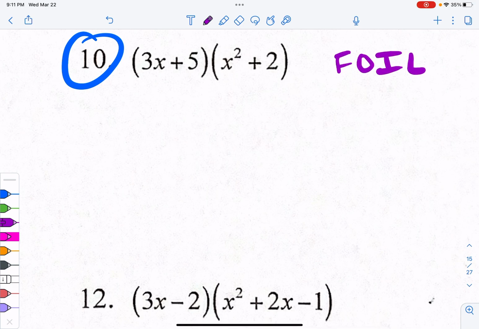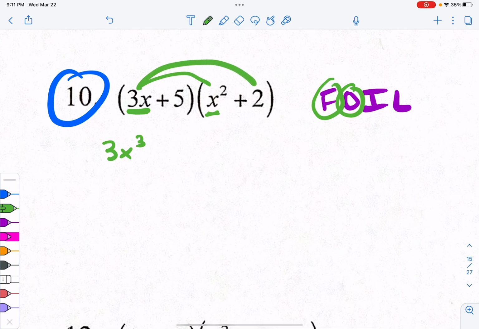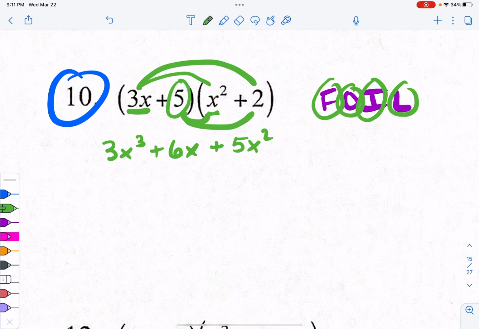All right, if you forget what FOIL stands for, F stands for the first pieces. So like the first piece I see here is 3x. First piece I see here is x squared, so I'm going to multiply those together. So 3x times x squared is going to be 3x to the third power. Okay, then the O stands for the outside pieces. That's 3x and 2. So like the two outside pieces. 3x and positive 2 makes positive 6x. Then we've got the I, which is the inside pieces. So 5 and x squared is plus 5x squared. And then the L is the last pieces. So 5 is the last piece here and 2 is the last piece here, which multiplied makes 10.